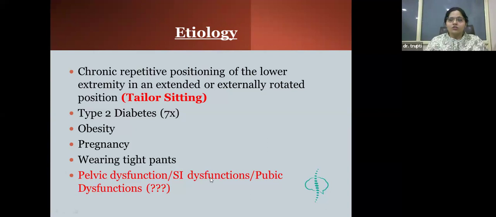pubic dysfunctions. So right now, like before we were talking about the anatomic variations, in type A, type B, type C, the nerve runs very close to the ASIS. So if the patient is having any of this dysfunction, that is pelvic dysfunction, SI dysfunction, or pubic dysfunction, there is a change in the position of the ASIS. So the structures over there will get hypertonic, which will cause compression of the nerve.